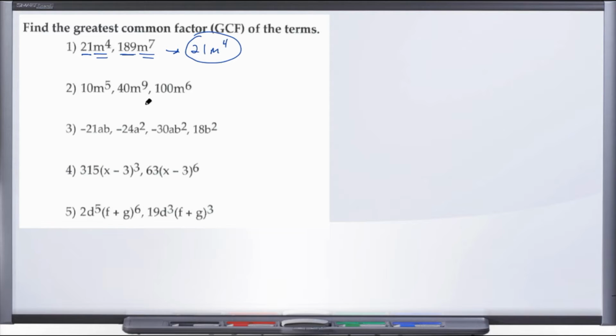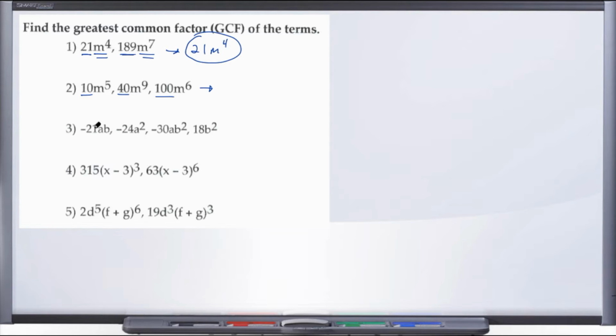Let's take a look at number 2. We've been given 10m to the 5th, 40m to the 9th, and 100m to the 6th. Again, let's just start with our coefficients, just our numbers. We're looking for the largest number that goes into each of these coefficients evenly. Well, let's see. Does 2 work? Yeah, 2 works, right? 2 goes into 10 5 times, 2 goes into 40 20 times, 2 goes into 100 50 times. But is it the largest number? Well, no, it's not. So let's not work with 2.